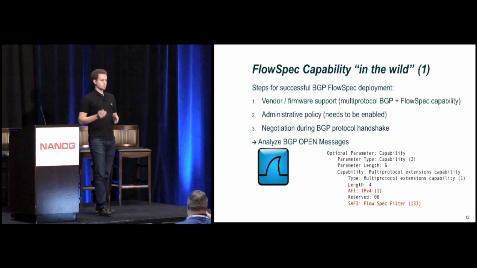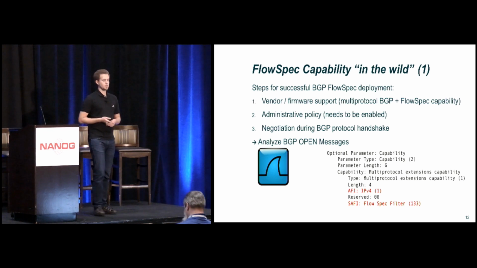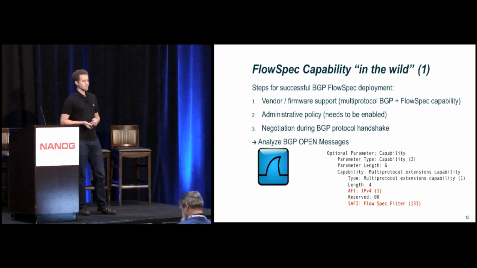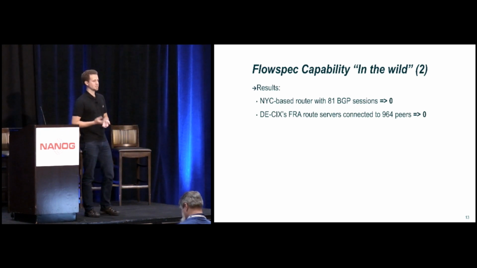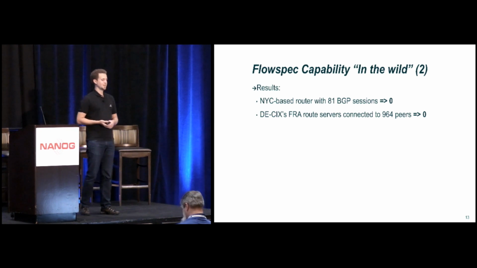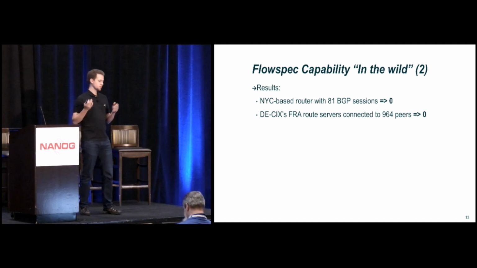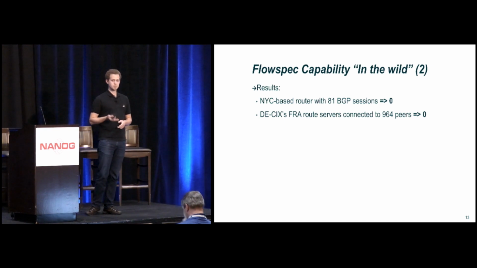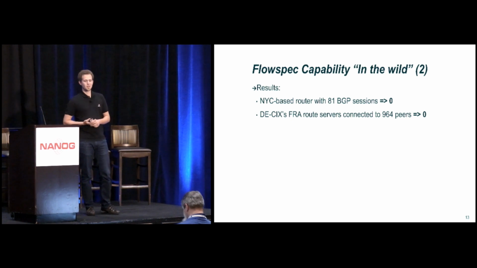So we analyzed a bunch of BGP open messages and looked for the corresponding AFI and SAFI indicators. That's what we did. And guess what? It's not turned on. We looked at the New York-based router that mainly had private peering, 81 BGP sessions, and they were non-enabled. And we looked at our DKIX Frankfurt route servers, looked through all the open messages, around about 900 BGP peers that we have over there, and we found non-enabled.